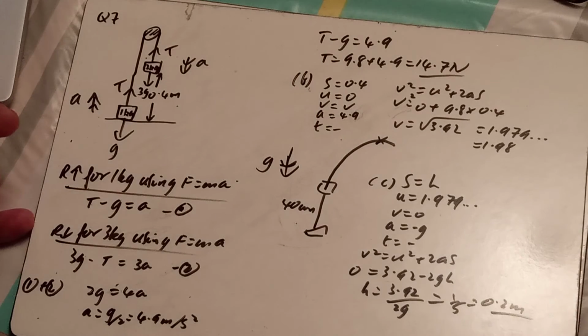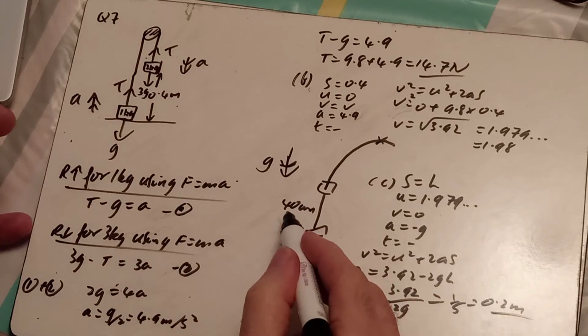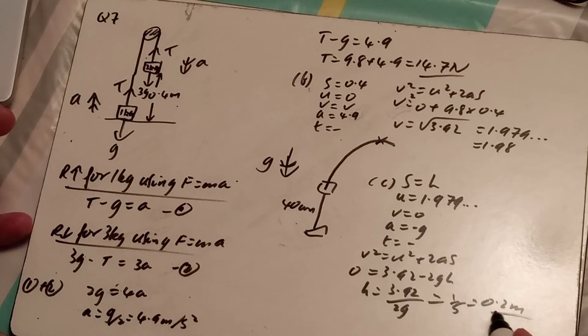0.2 meters. Don't forget though, the question wants the total height. Let's have a check. Maximum height above ground level, so it travelled 0.4 meters. It then travels under gravity 0.2 meters. So total height is 0.4 plus 0.2, 0.6 meters.